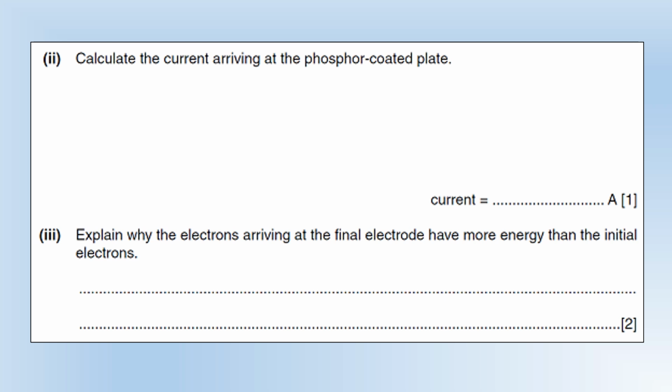Calculate the current arriving at the other side. So all we need to do is multiply it by the charge that each electron has, and that gives us our current in amps. Explain why the electrons arriving at the final electrode have more energy than the initial electrons.